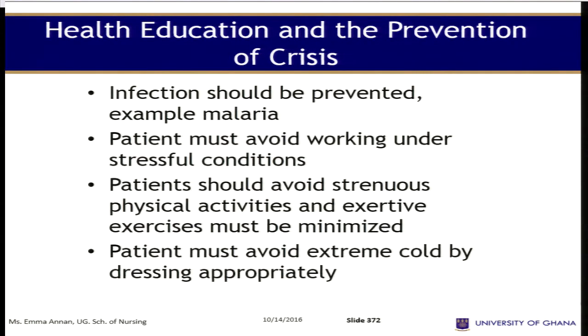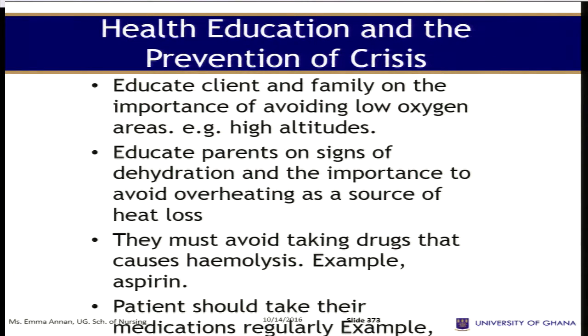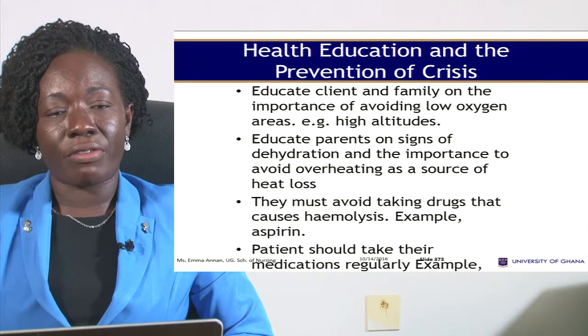Patients must avoid extreme cold by dressing appropriately. Educate patients and family on the importance of avoiding low oxygen areas, for example high altitude. The parents should also be educated on the signs of dehydration and the importance of avoiding overheating as a source of heat loss. They must also avoid taking drugs that cause hemolysis. So in short, you have to tell them that they should make sure they don't buy over-the-counter drugs. They should take prescriptions before they buy.